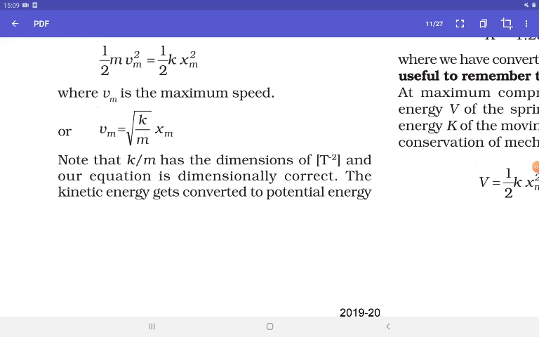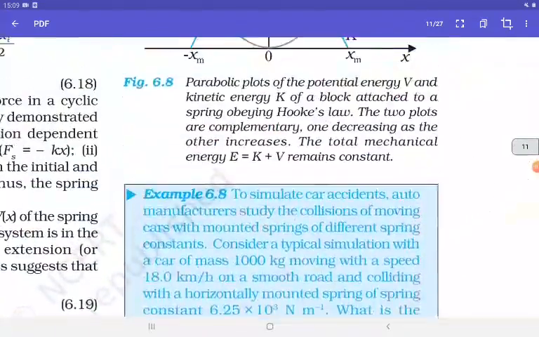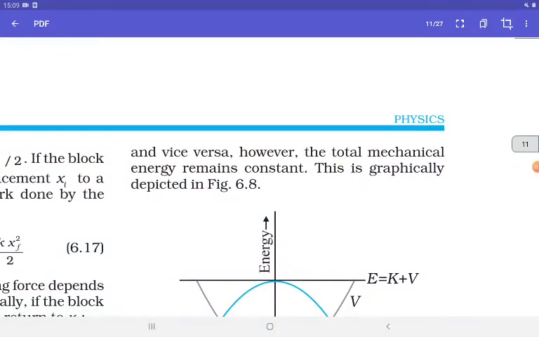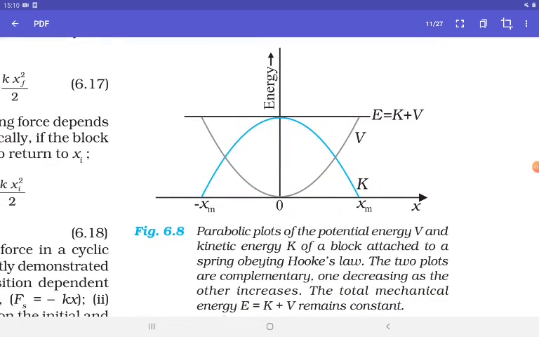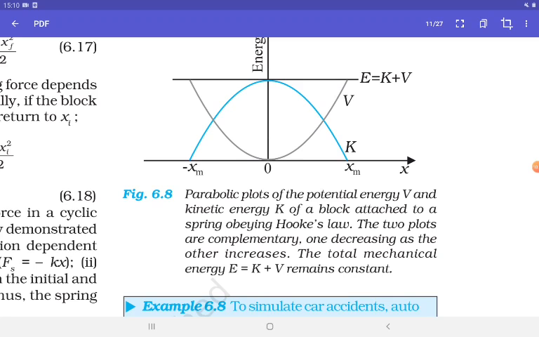The kinetic energy gets converted to potential energy and vice versa. However, the total mechanical energy remains constant. This is graphically presented in this particular figure, that is, parabolic plots of the potential energy V and kinetic energy K of a block attached to a spring obeying Hooke's law. The two plots are complementary, one decreasing as the other increases. The total mechanical energy E equals K plus V remains constant.